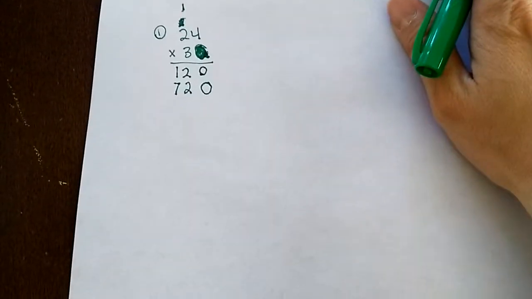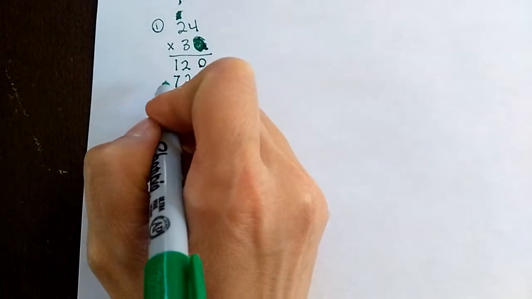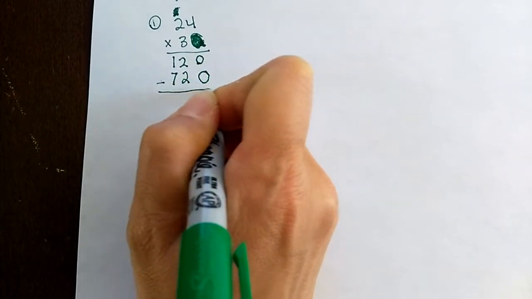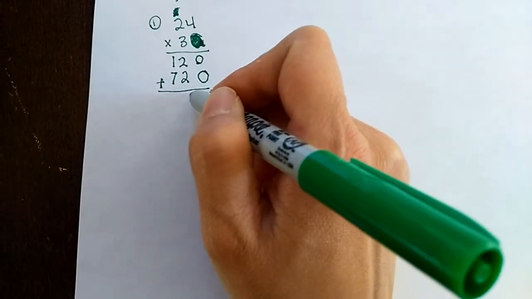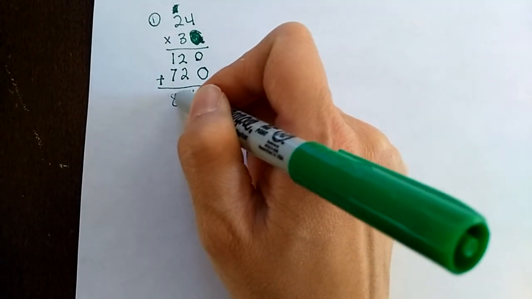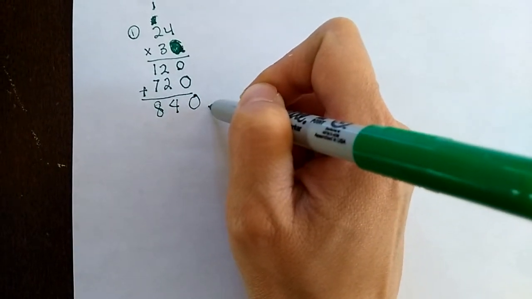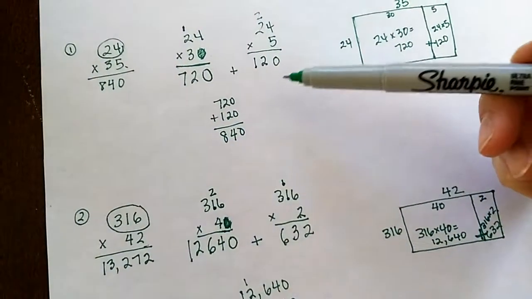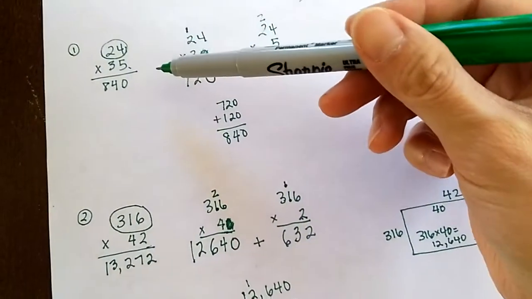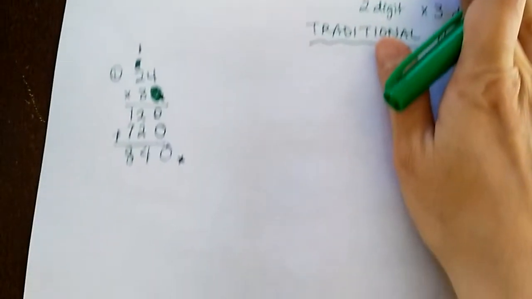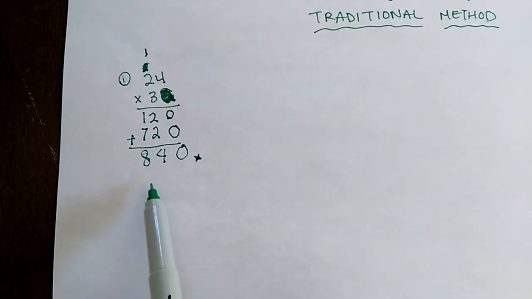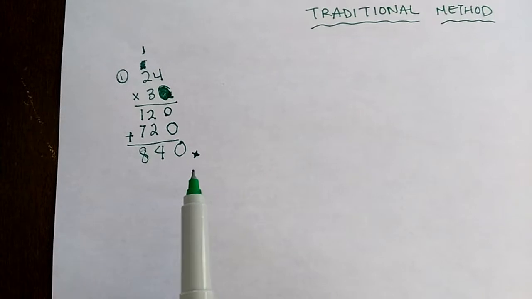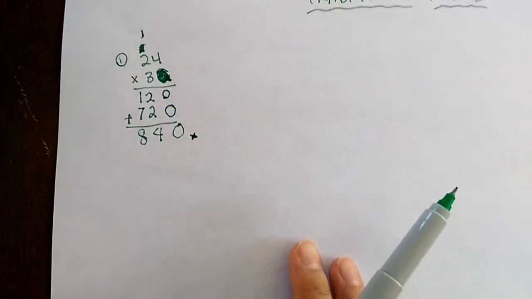But here, I kind of already have it all nicely written out. And when I add them, I get 0 plus 0 is 0, 2 plus 2 is 4, and 1 plus 7 is 8. So my answer is going to be 840, just like I got up here. When I added them together, 720 plus 120 is 840. So 24 times 35 is 840. Really, you could do either way. It does not matter. But this traditional way is a little bit quicker because you're not writing out extra problems.